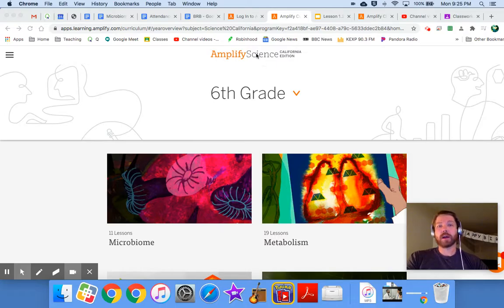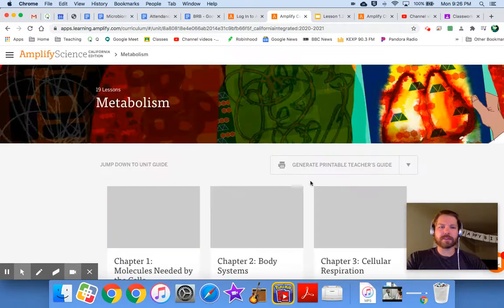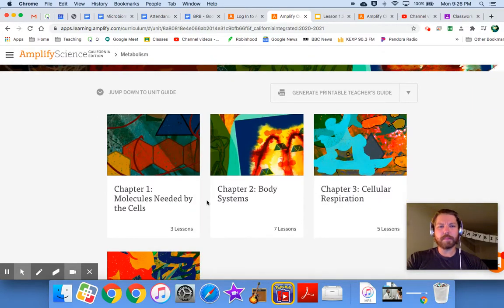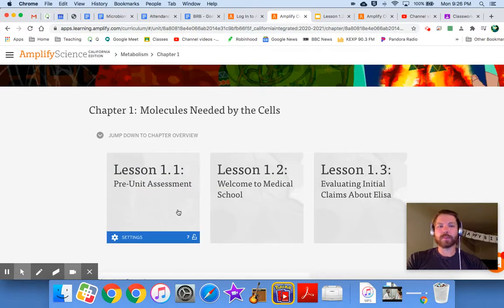Metabolism 1.2. Again, we are in metabolism now. This is a new unit. You need to make sure you are backed out of microbiomes. In this window here, where you can see all the units, you're going to click on metabolism. That's where it should take you every time you open up Amplify now. So for metabolism, we want to go to chapter 1, molecules needed by the cells. And we did 1.1 already.